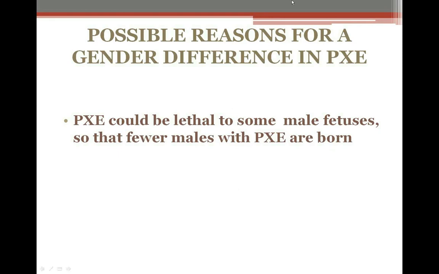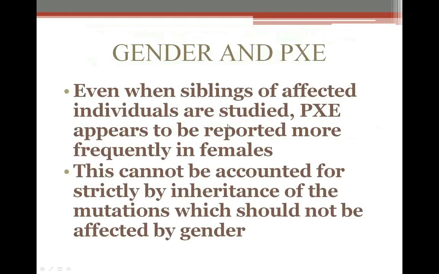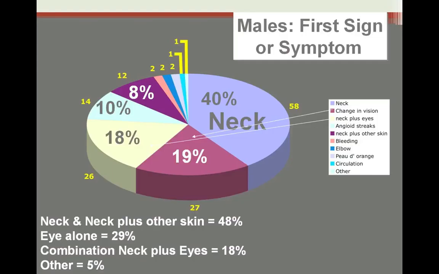It's possible, although unlikely, that PXE can be lethal to some male fetuses so that fewer males with PXE are born. There's really no way to tell that, because if it's lethal to the male fetus and it's not obvious, nobody's likely to be looking for PXE in the male fetus, but it seems that's probably not the reason in this case for the differential. So as I mentioned, even when siblings of affected individuals are studied, it still appears to be more frequent in females. And it's not accounted for strictly by inheritance of the mutations, which should not be affected by gender at all. It's not associated with a sex chromosome.